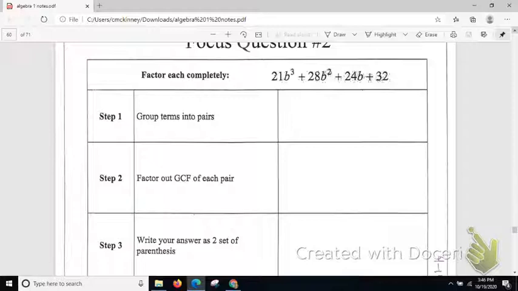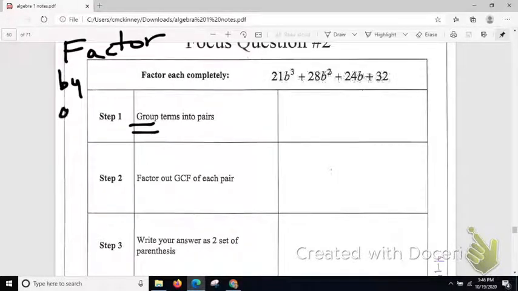So what we're going to be doing here, it's called factoring by grouping because step 1 is that we group. So that's why it's called factoring by grouping. This is on page 40 in your notes. All right, so what we're doing here is factor by grouping.